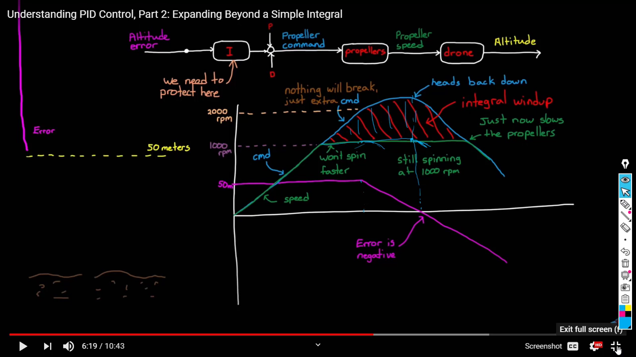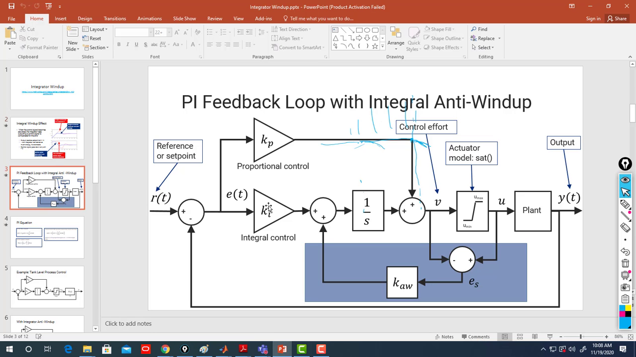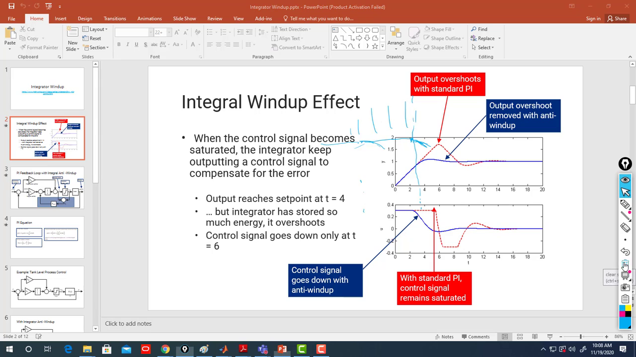So how do we protect against this? Hopefully the windup effect is now clear. Let's go and see our figure here.